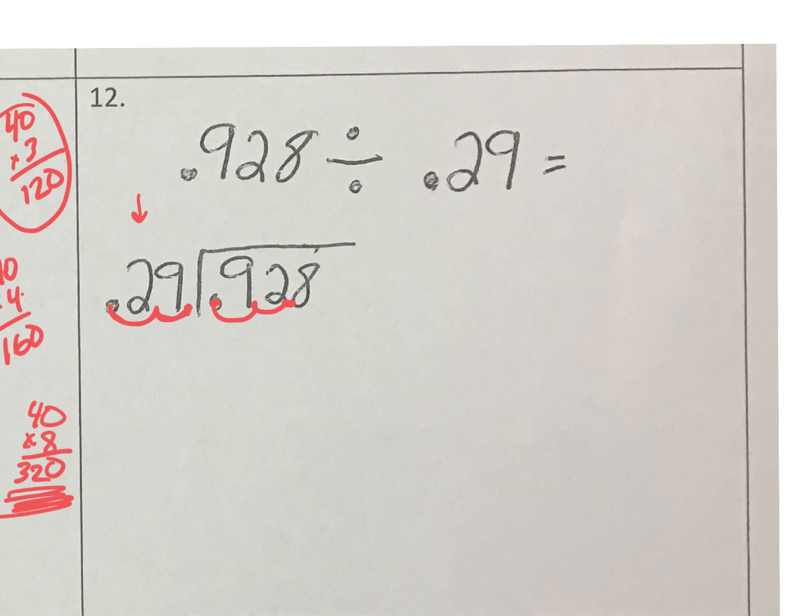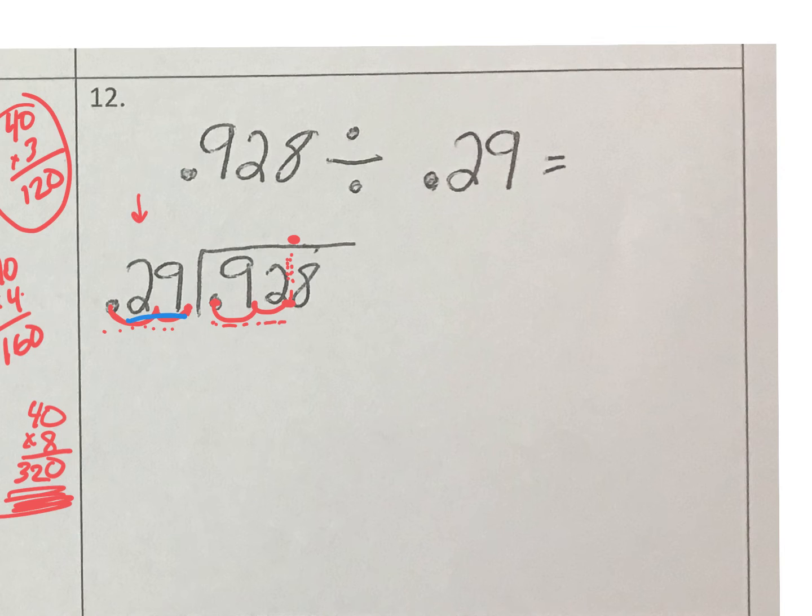Okay, now I have a whole number, and I have this decimal here, and then the decimal just goes right up and sits on the line there. So you got to go over 2, and then up. Okay. So now I'll do the rest in blue.